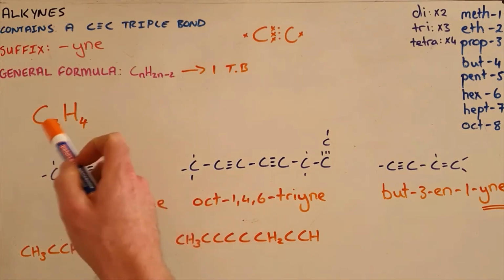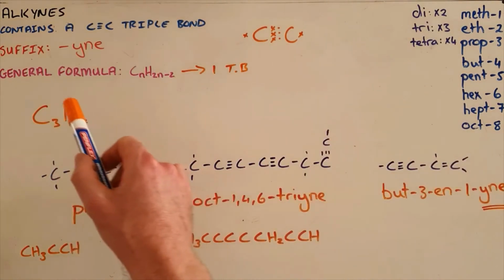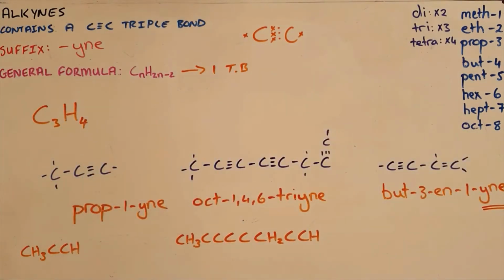And finally, it is important to remember that a compound that contains a double or a triple bond or a multiple bond is said to be unsaturated. It is only the alkanes that are saturated compounds.